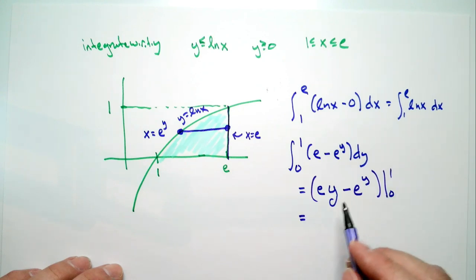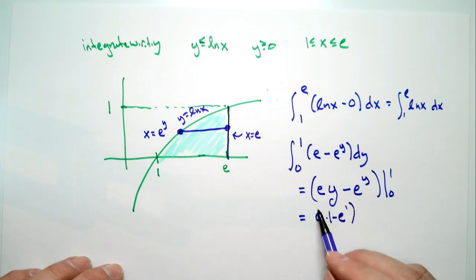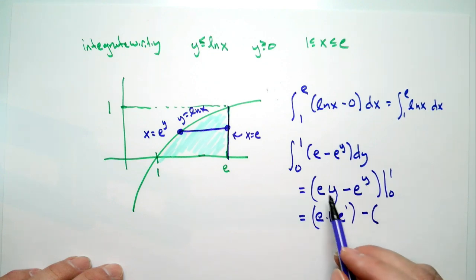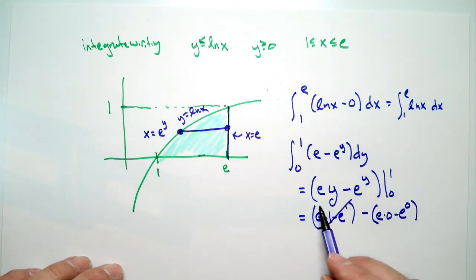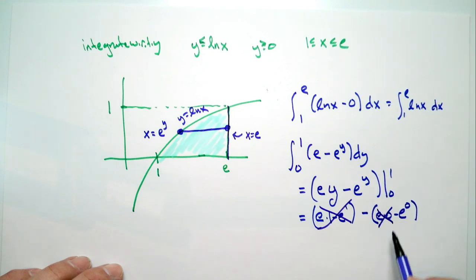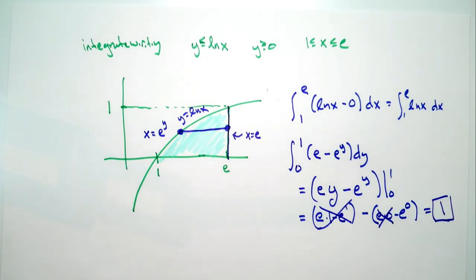So if you plug in 1, you get e times 1 minus e to the 1. Subtract, plug in 0, e times 0 minus e to the 0. Well, this is e minus e, that's 0. E times 0, that's 0. E to the 0 is 1, minus minus 1 makes this a plus 1. So that's the answer. The answer is 1.